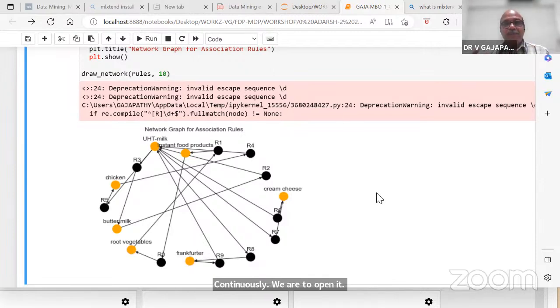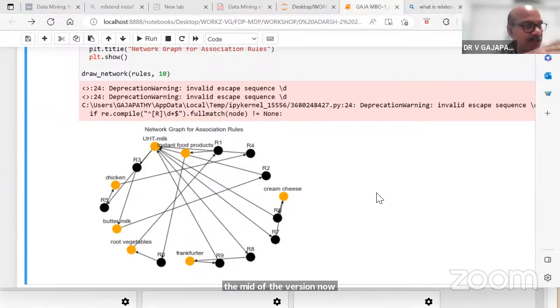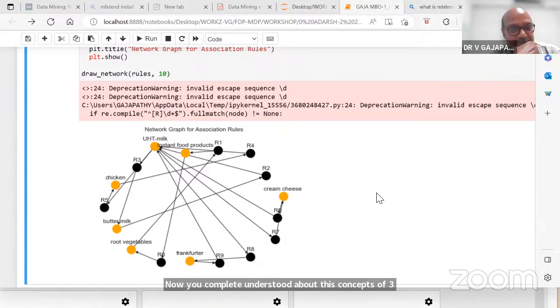But please understand how it was started and how it has ended. This is always there. When it was starting, we were in the mid of the ocean. And now we are in the excitement, isn't it? Now you completely understood these three concepts, how much importance lift has, how much importance other things have, and how each transaction is influencing.